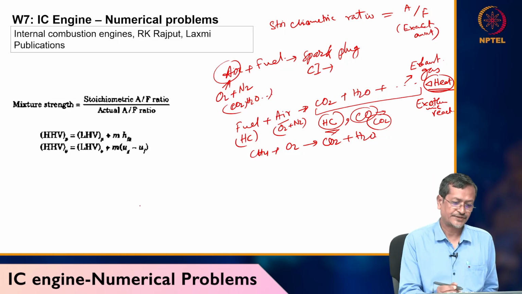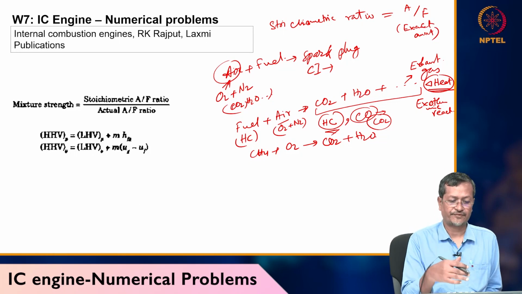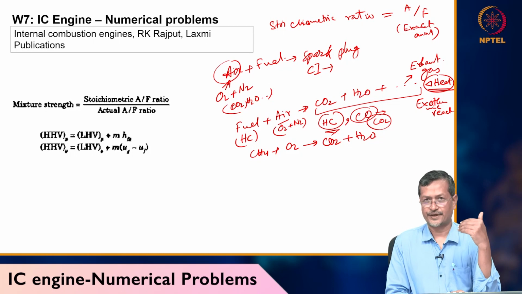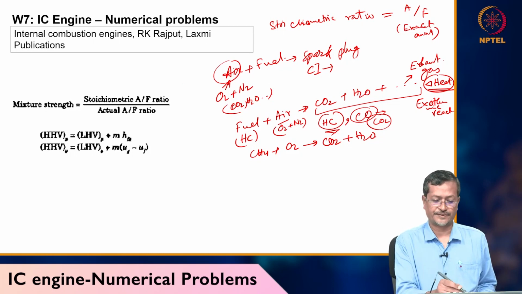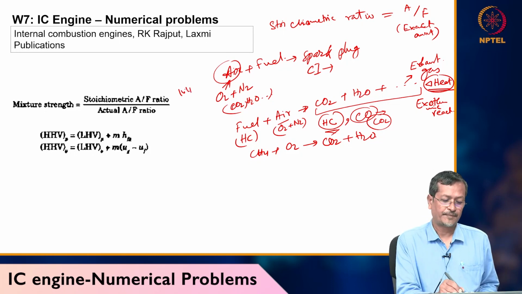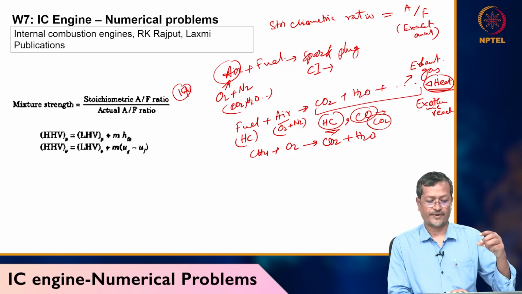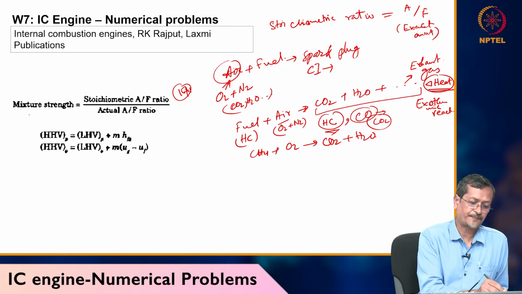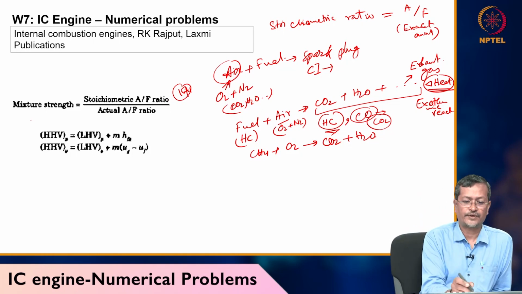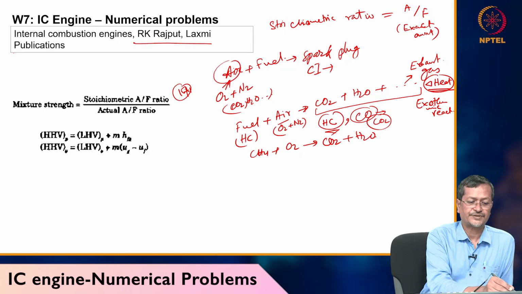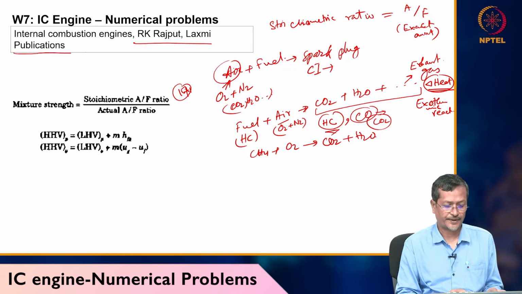So mixture strength is the stoichiometric air-fuel ratio divided by the actual air-fuel ratio. The stoichiometric air-fuel ratio is, say, 14.7, but actually you may be giving a little bit less or higher. That is called the actual air-fuel ratio. So the stoichiometric ratio divided by the actual amount you are giving is called mixture strength. The content I have taken from the book by R.K. Rajput, Lakshmi Publication. You should get this book in the library.